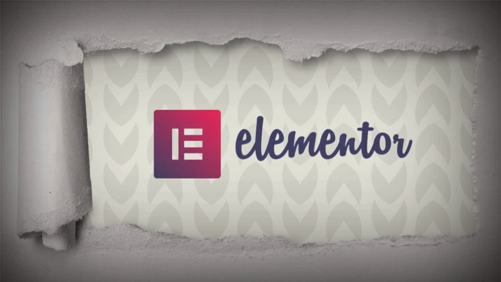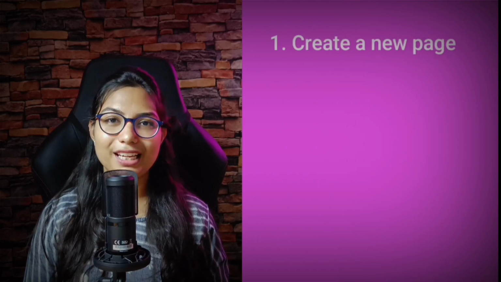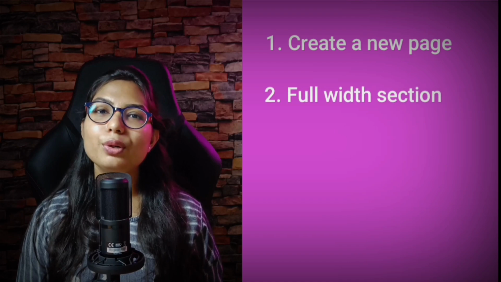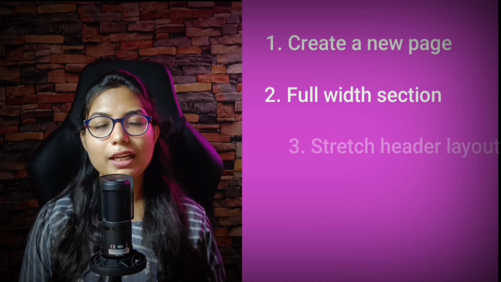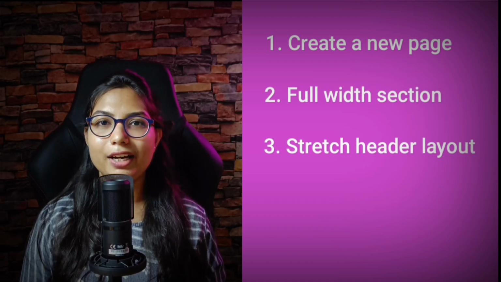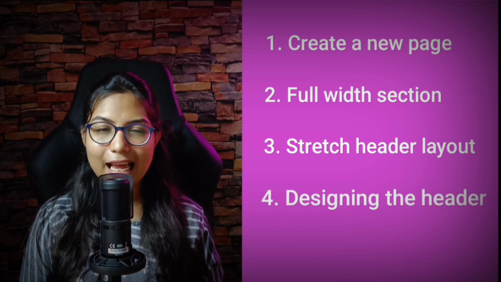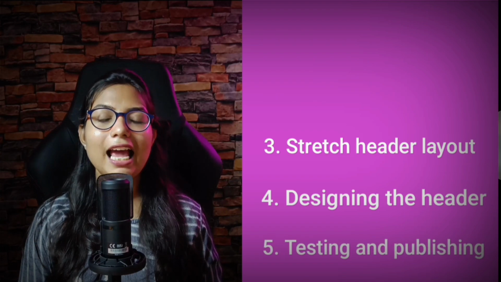To begin, make sure you have Elementor installed and activated on your WordPress website. If you are new to Elementor, don't worry. I'll walk you through the process step by step. So firstly, we will create a new page in Elementor. Second, we will create a full width section. Third, we will add a full width header layout. Fourth, we will design the header. Fifth, and the last step, is testing and publishing.